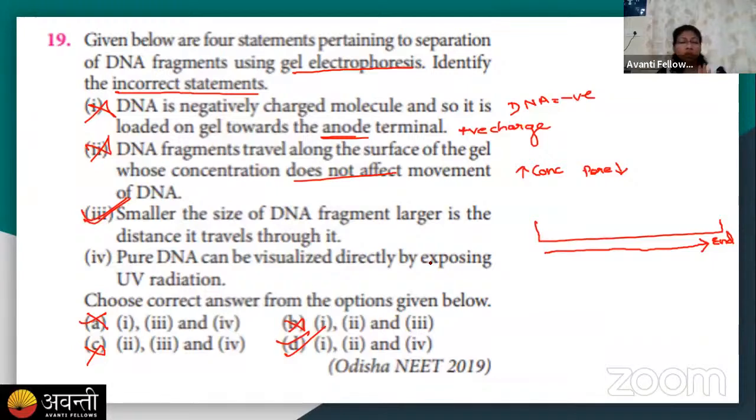Okay, but it is not working every time. We also have to read the fourth statement as well. So the fourth statement was saying pure DNA can be visualized directly by exposing it to UV radiation.